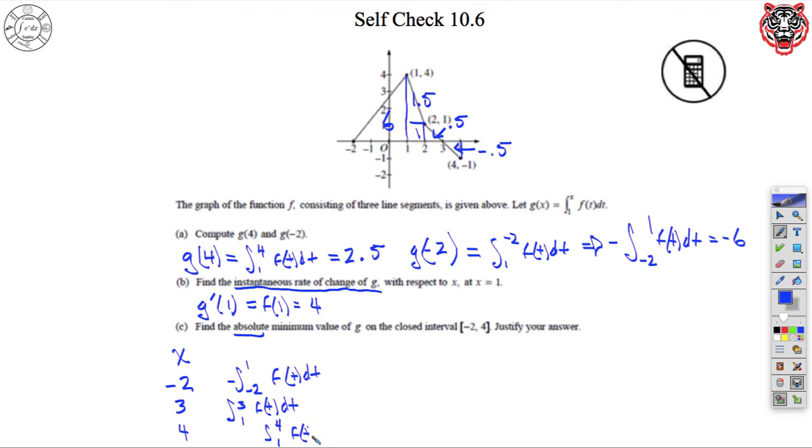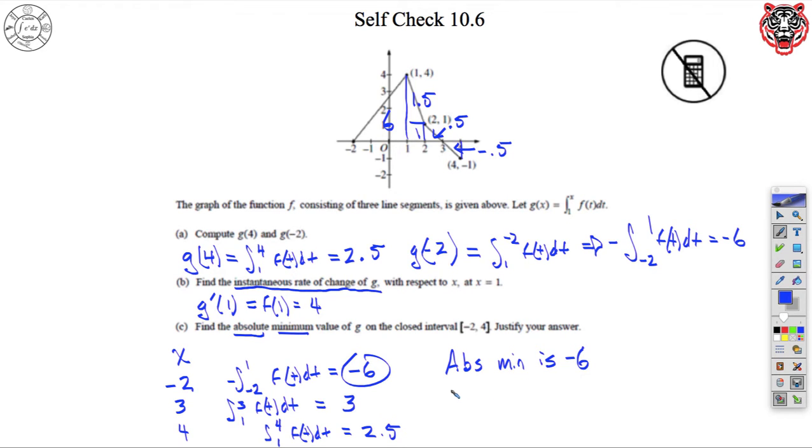All right, so between negative 2 and 1, we calculated that already. That's going to be negative 6. Between 1 and 3, we haven't done that one yet. That's going to be 1 plus 1.5 plus 0.5, so that's going to be 2 there, so 3. And between 1 and 4, so I'm just going to subtract 0.5 from this. It's 2.5. I'm looking for the minimum, so the smallest one is negative 6. And to make sure we have all the information, we say that the absolute minimum is negative 6.